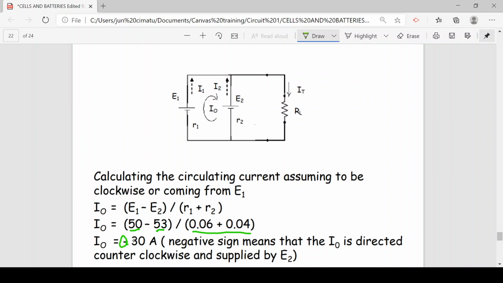The negative 30 ampere simply means that the direction of the I sub O would not be coming from E sub 1, instead it should be coming from E sub 2. However, the assumption that E sub 1 would supply the I sub O could still be used as long as the negative sign of the I sub O would be considered every time it is used. So do not neglect the negative sign of the 30 amperes, which means that it is not coming from E1 but instead it is coming from E2. The assumed direction simply means that it is incorrect.